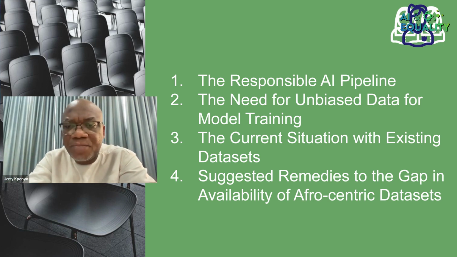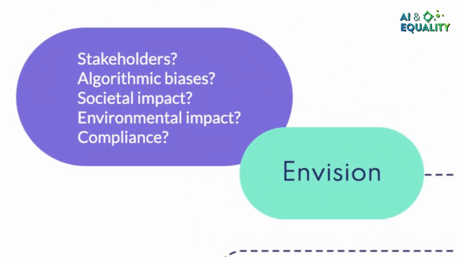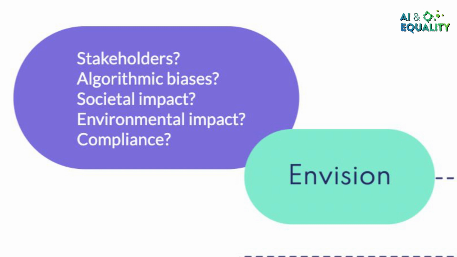And then we will look at the suggested remedies for bridging the gap as far as Afrocentric datasets are concerned. To begin with, in developing AI solutions, the pipeline is such that there are 4 key areas we need to pay particular attention to. We need to look at the envisioning stage, where we think through what exactly we want to do. At this stage, we involve stakeholders, make sure that there are no algorithmic biases, and pay particular interest to the social impact of the solutions we are developing, environmental impact and compliance issues.